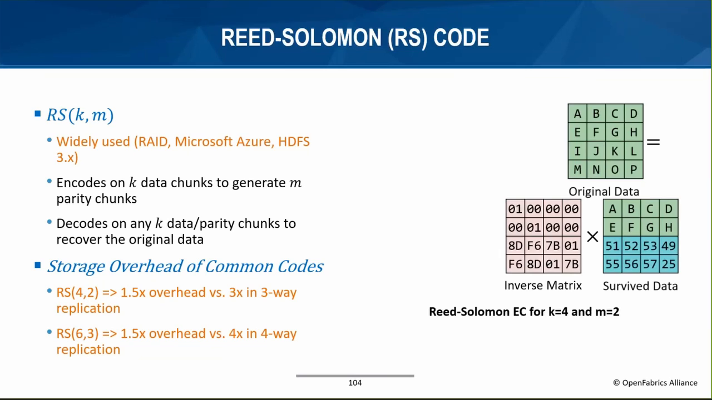Their storage overhead is only about 1.5x, compared with the corresponding three-way replication and four-way replication, whose storage overhead is as high as 3x or 4x. This is much better, right? The efficiency is much better. So next.